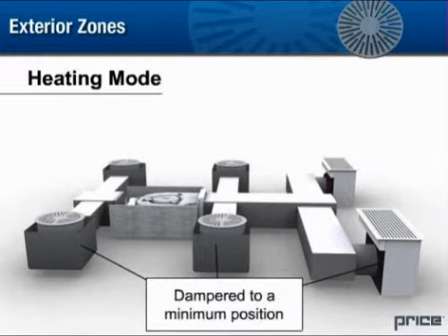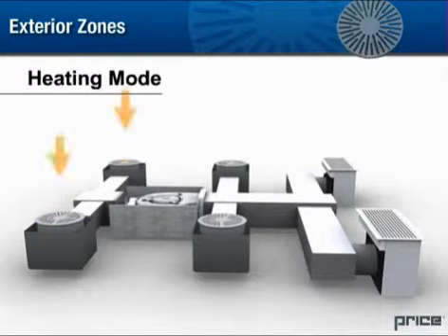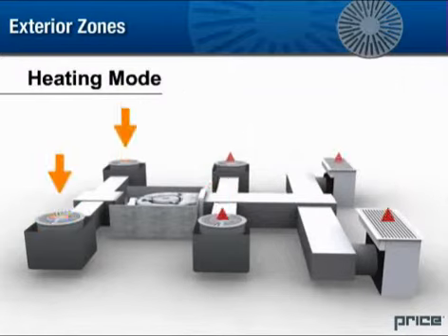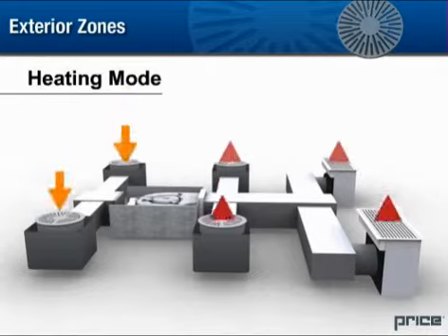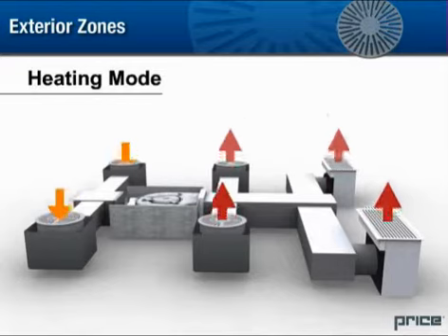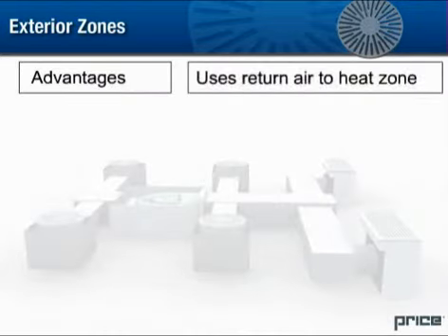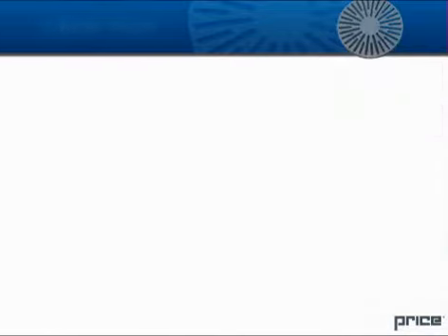In the heating mode, the plenum inlets are dampered to a minimum position, and the fan-powered terminal unit is energized. Air is drawn from the control zone through the boot ducted to the inlet side of the terminal unit. It then passes through the terminal unit and heating coil and is discharged back into the control zone through the boots on the discharge side of the terminal unit. This allows air to be used for heat, reducing the interior energy requirement to heat the perimeter zone. An advantage of this option is that it uses return air to heat the zone, and there is a rapid response to fluctuations in loads.